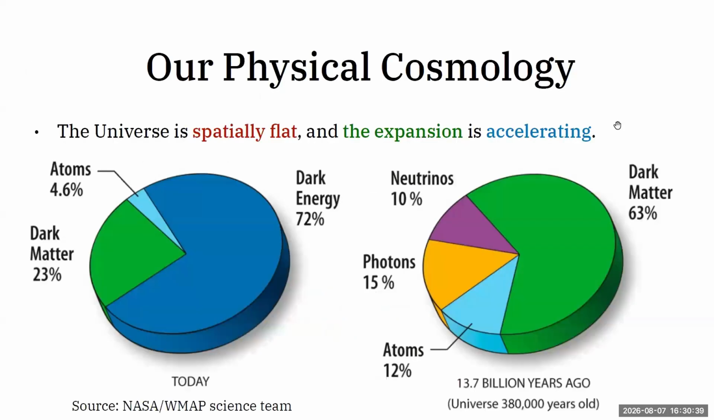Okay. This is a one-page summary of our physical cosmos. We know from various observations in the past 10 or 20 years that our universe is spatially flat and expansion is accelerating. That statement is coming from this pie chart from Einstein's theory of gravity. So we know that 4.5% is the atom, 23% dark matter, and 72% dark energy. Dark energy is responsible for cosmic acceleration.